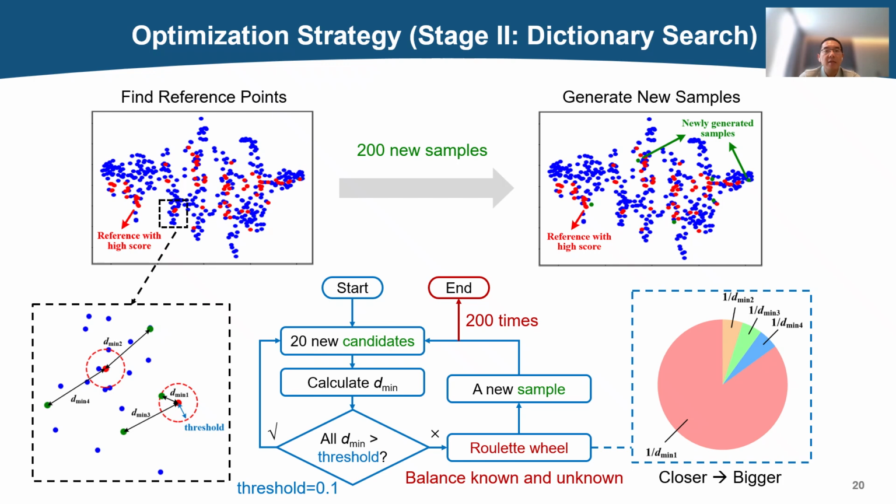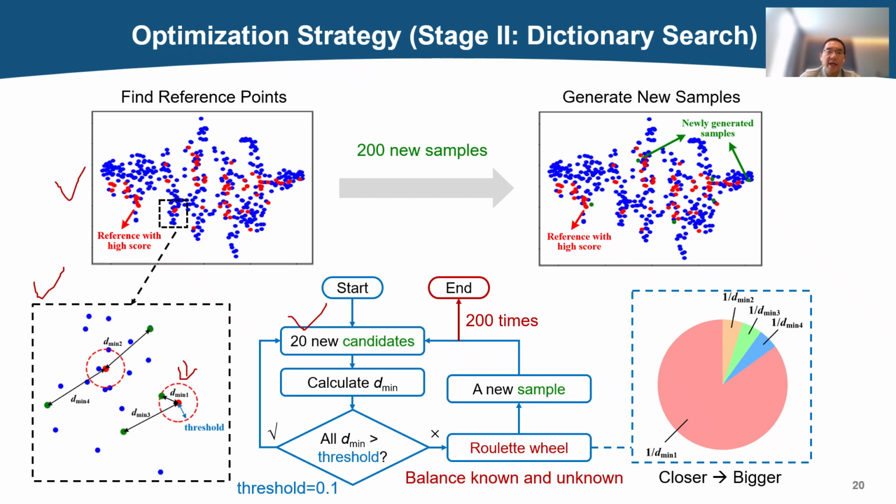The top selected 20 samples are used as reference points, as shown in this figure. For each reference point, 20 new candidate samples are generated. The distance between each candidate and its corresponding reference point is then calculated. If all newly generated candidates fall outside a predefined threshold region, illustrated by the boundary in this diagram, the entire set of 20 candidates is discarded.